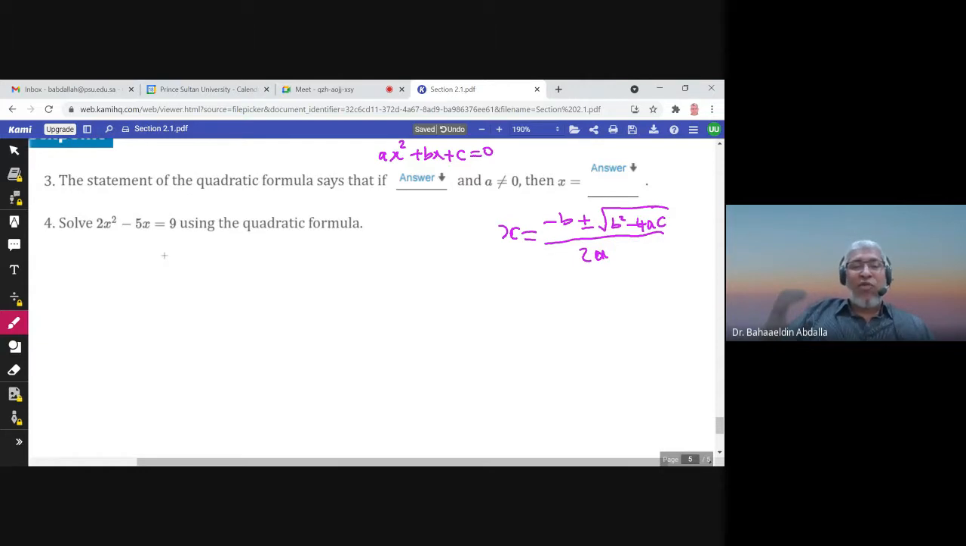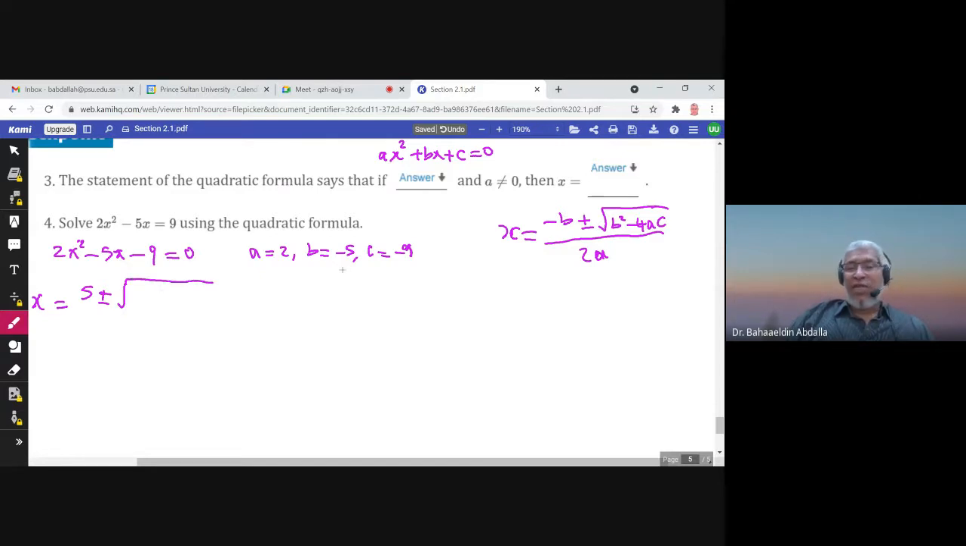Solve this equation using the quadratic formula. First step, as usual, we take 9 to the other side so the right-hand side is 0. Now a is 2, b is negative 5, c is negative 9. Let us apply the formula, as it said using the quadratic formula: negative b, negative 5, is 5, plus or minus the square root of the discriminant.